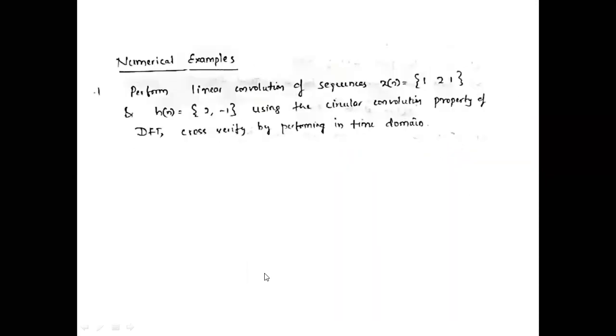Somebody please tell me what should be the length of n. I want to perform circular convolution, but my answer should be that of linear convolution. What should be my n? Can you tell me? The length of the first sequence is 3. The length of the second sequence is 2. How many point DFT, how many point IDFT should I take? Can anybody tell me? You can use the mic. I have allowed you to unmute. Can somebody tell me?